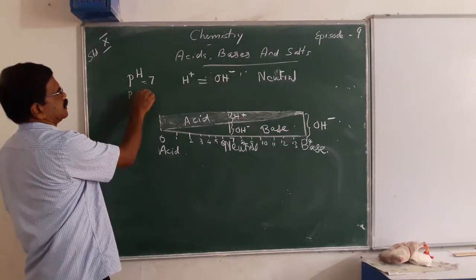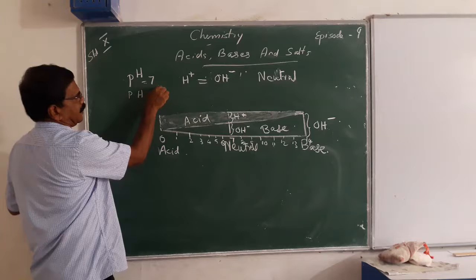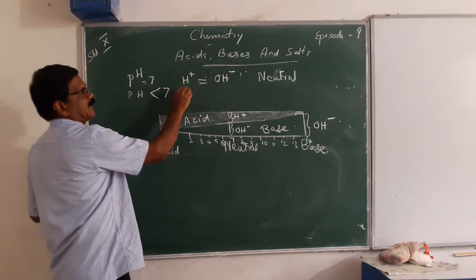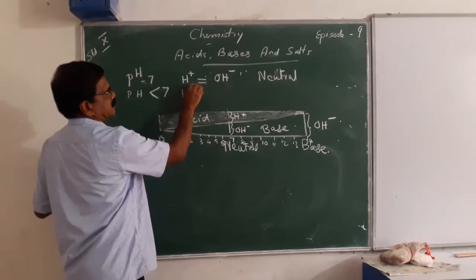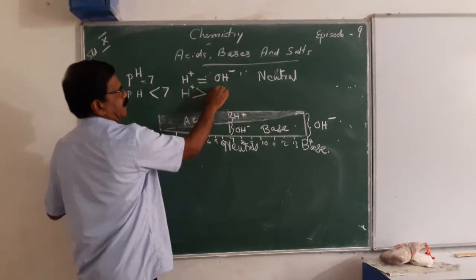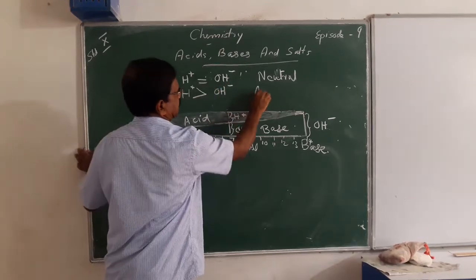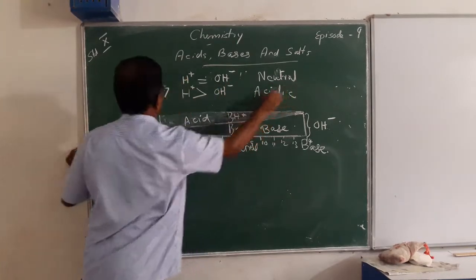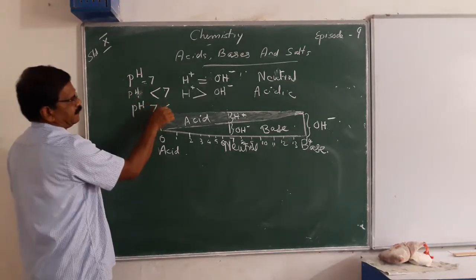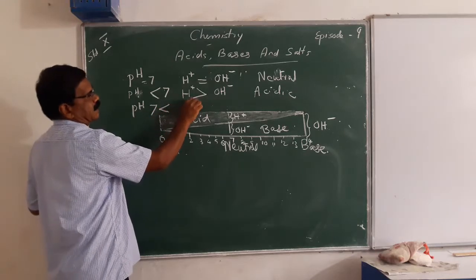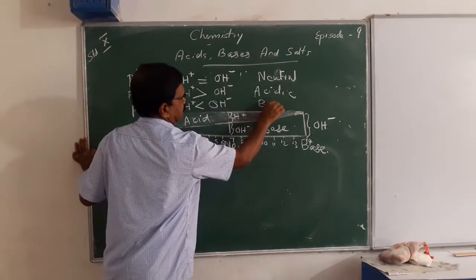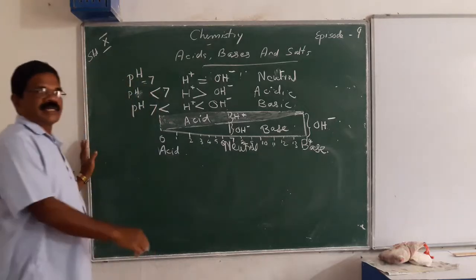When the pH is less than 7, that means the hydrogen ion number is greater, so it is acidic. Then when the pH is greater than 7, what happens? Hydrogen ions are less, hydroxide ions are more, then it is basic. Do we understand?